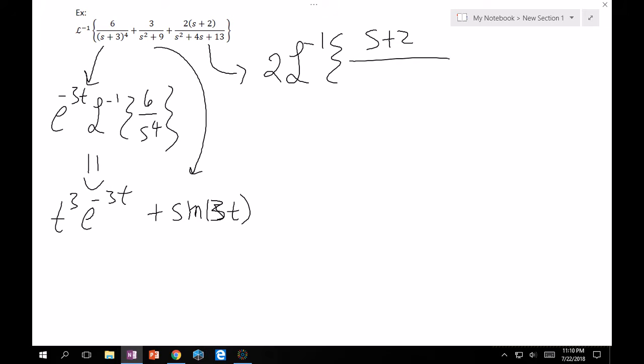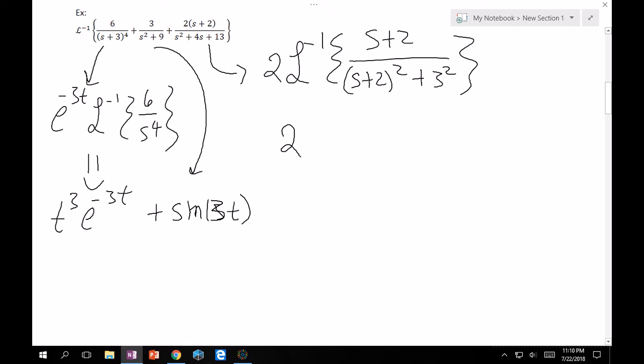This is when you start using completing the square. So what that means is, if we do s plus 2 squared, that's going to yield s squared plus 4s plus 4. We have s squared plus 4s plus 13, which means that over here this is going to be plus, and I know where this is going, so I'm going to go ahead and say plus 3 squared. The two expressions are equivalent, which means that this then becomes 2.